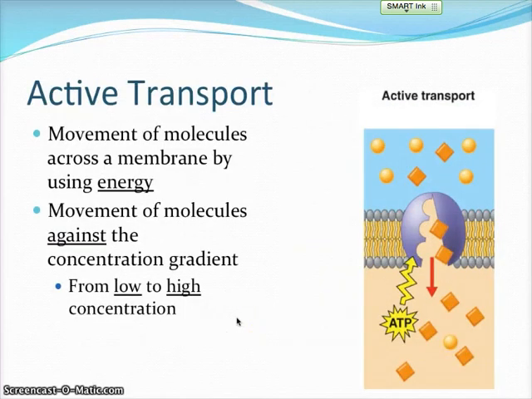Active transport is basically the opposite of passive transport or diffusion. It's the movement of molecules across the membrane by using energy.